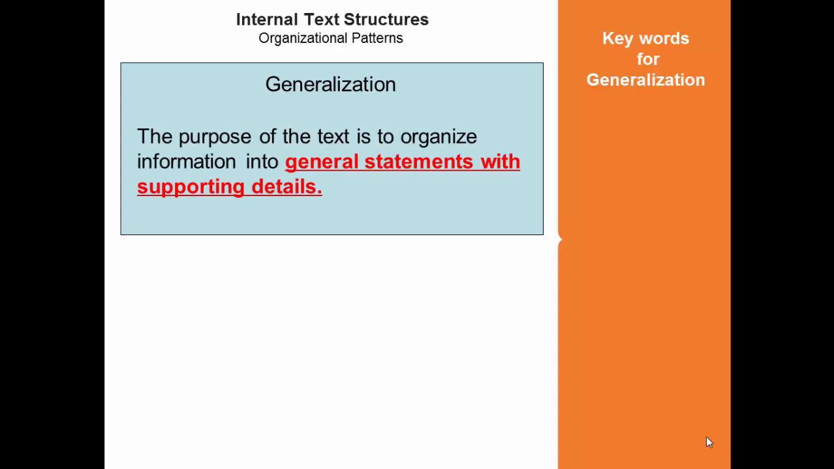Our first one is generalization. The purpose of the text is to organize information into general statements with supporting details. So this red part up here, you need to put that on the definition line. You need to type that in. So if you need to stop the video, that's okay. Stop the video and get that typed in before I go on, because I want you to listen as I read and explain.